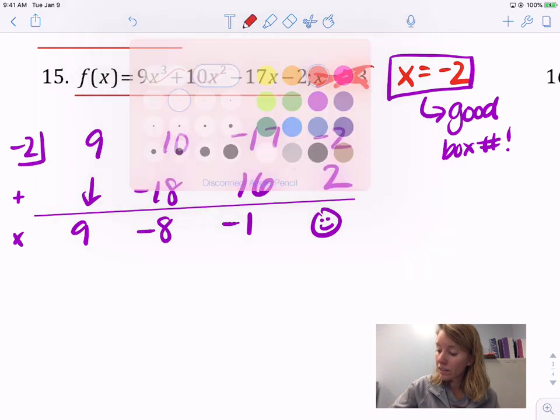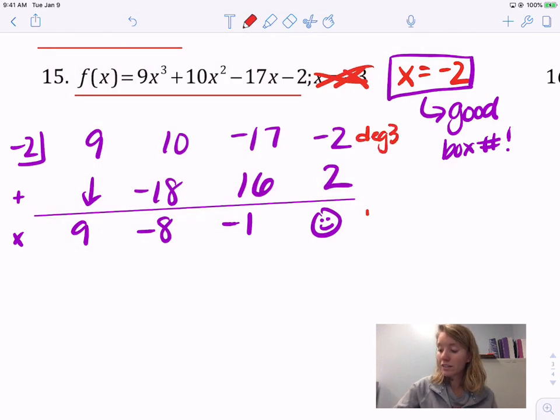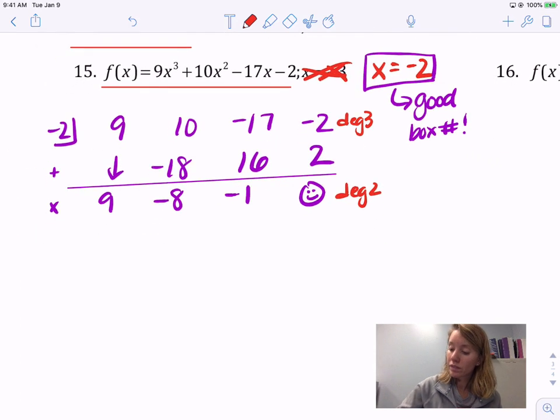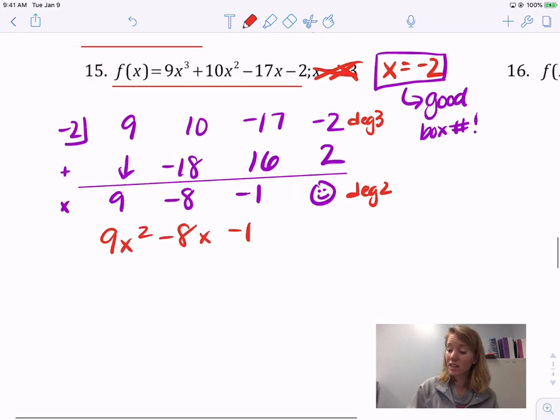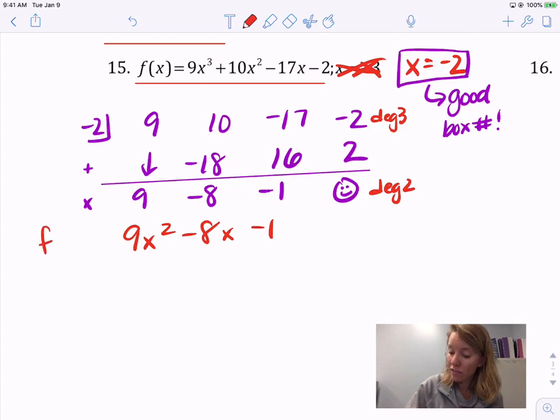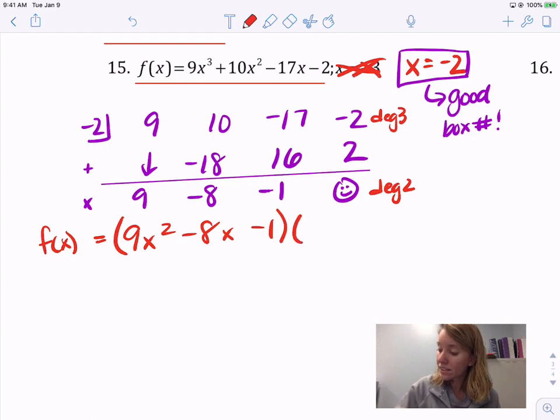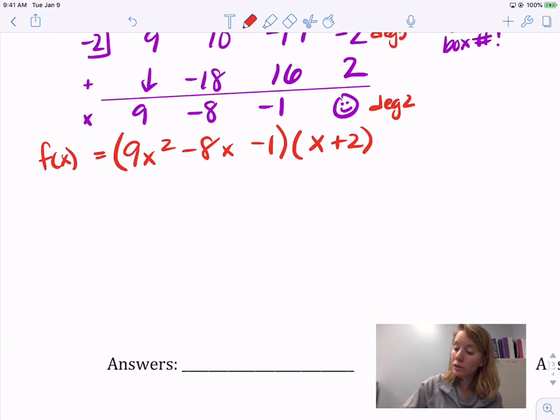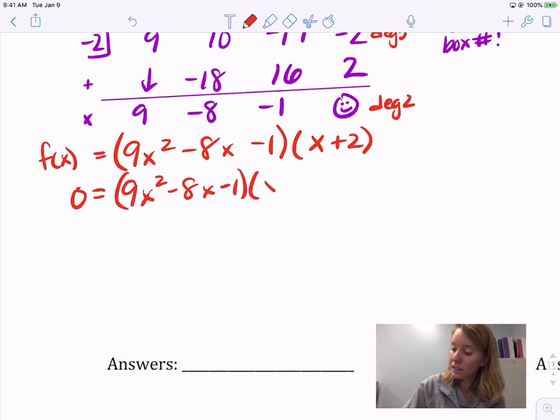So originally, this was a degree 3. My answer must be a degree 2. So I have 9x squared minus 8x minus 1. Okay. But what this really means is that f of x, my original function, is 9x squared minus 8x minus 1, but then it's also times x plus 2. Notice it's x plus 2 because my box number was negative 2. So what they want to know is what are the zeros. So I can set 0 equal to 9x squared minus 8x minus 1 times x plus 2.